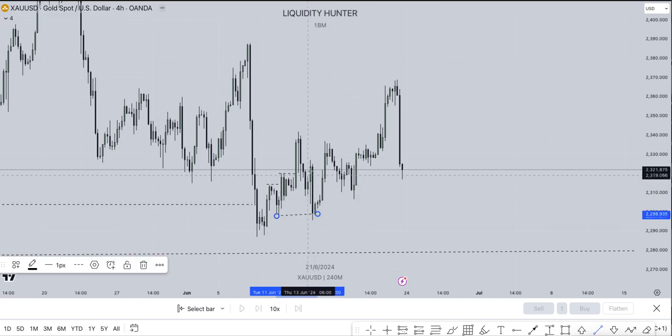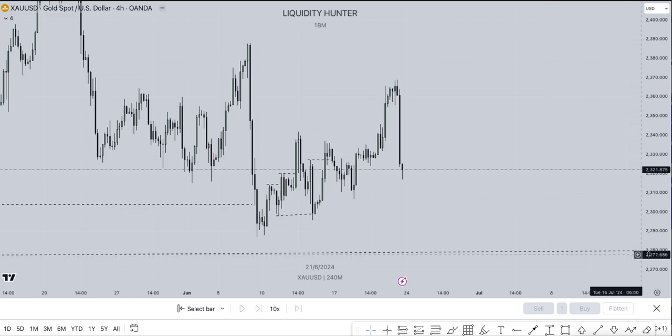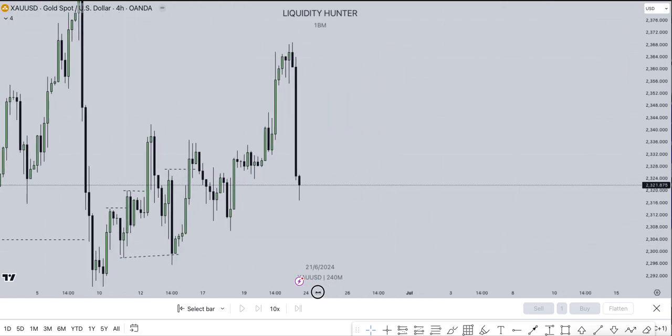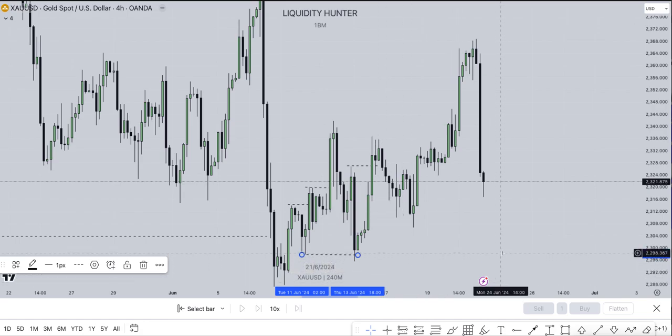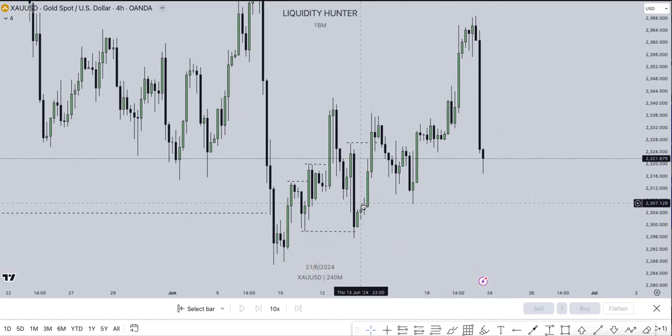As price cleared that liquidity, what happened? It breaks structure. See how beautiful this thing is. It breaks structure. Look at something. Come with me, guys. As price cleared liquidity, it breaks structure. Now we are looking at the last recent candle before the buy. This is the last recent candle.